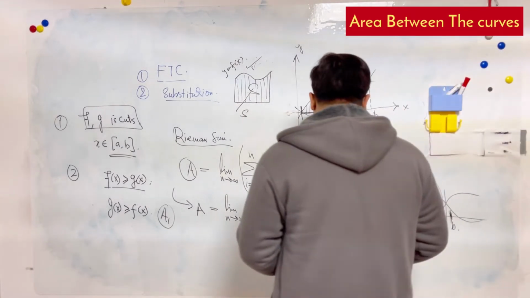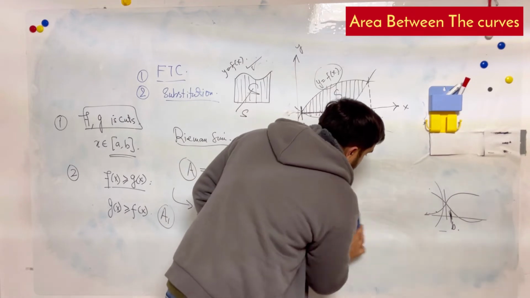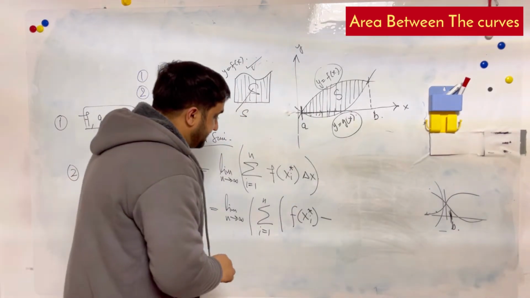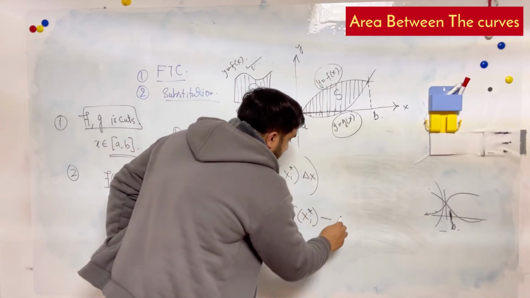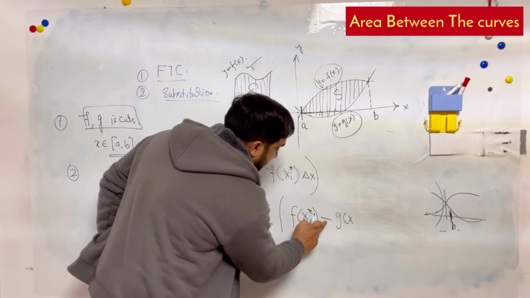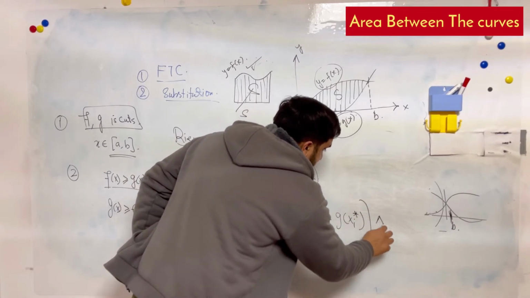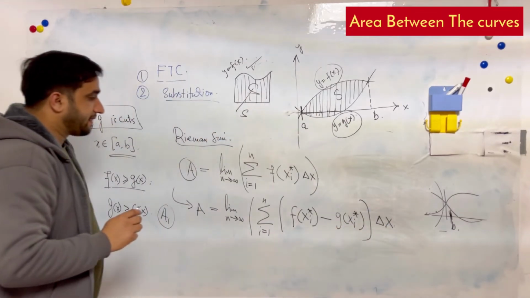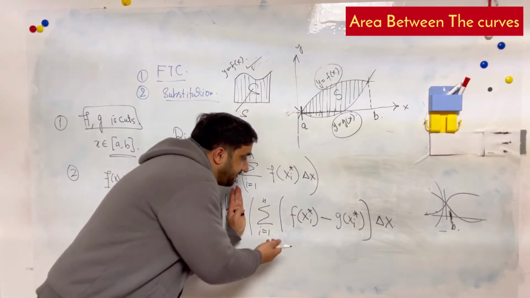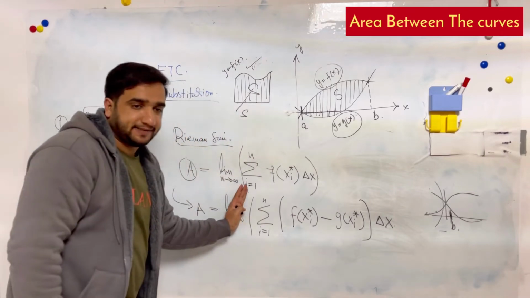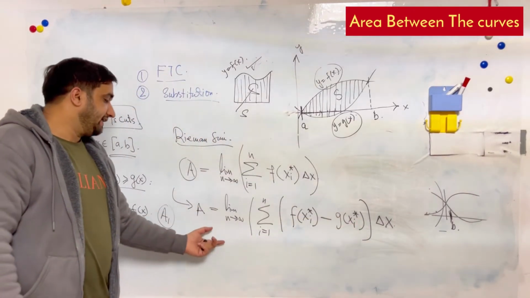So now I am going to write the full-fledged formula to find the area between the curves. The upper function is f of xi star. The lower function is given a negative sign, g of xi star, into the delta x. And you don't need to apply the limit. First, you are going to find this thing, and when you find it, you apply the limit on it, and that is the area.